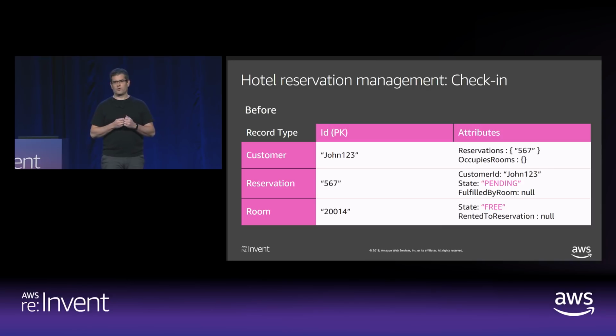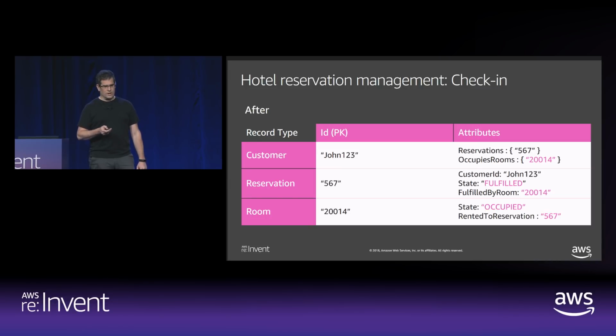So then you come to the transactional API and you say, "I believe this is the state of the world. I believe that John has this reservation, that reservation is still pending, and that this room is still free. These are all the things that I think are still current, and I would like to make the state transition to this state, where essentially we now tied all of these things together and changed states."